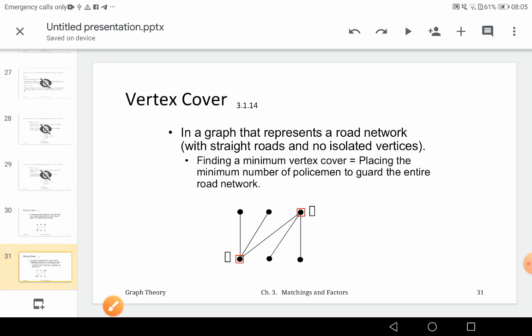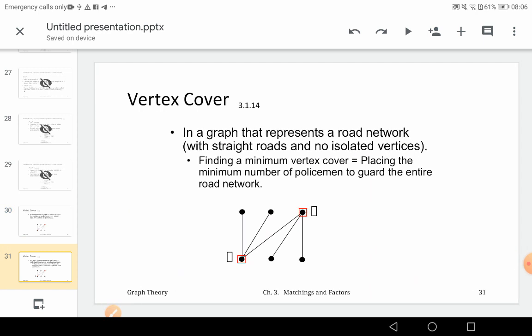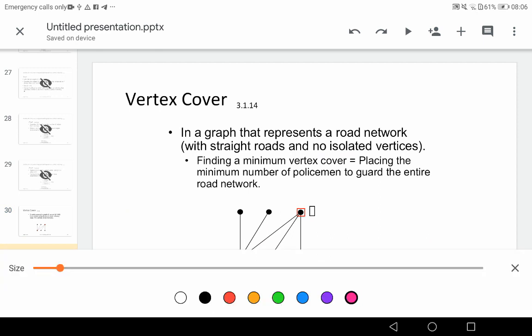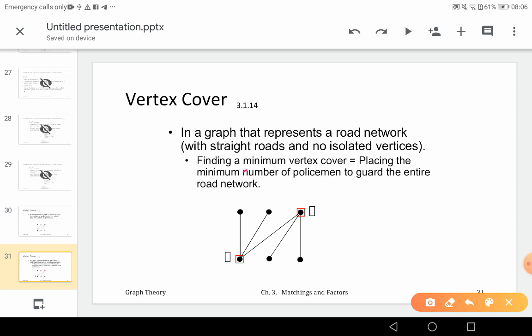Let's see. In a graph that represents a road network, we want to find a minimum vertex cover. What is the minimum vertex cover? Minimum vertex cover means that we want to place the minimum number of policemen to guard the entire road network. So this is called the minimum vertex cover. The minimum number of roads means the minimum number of edges.